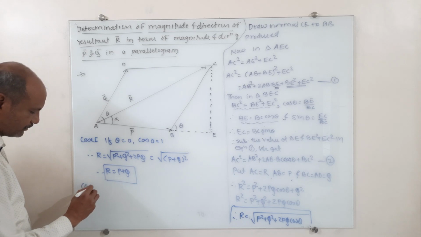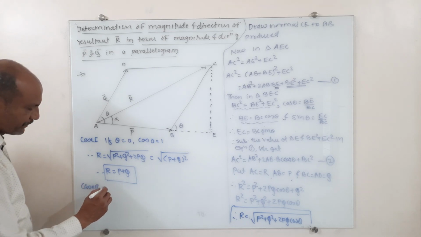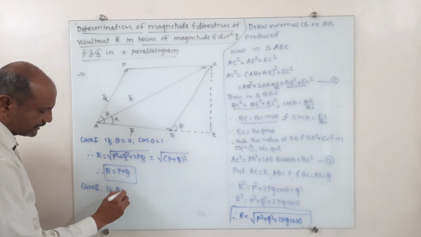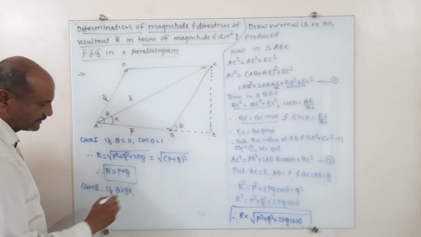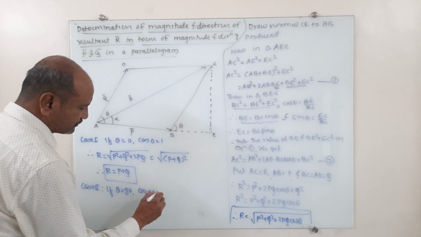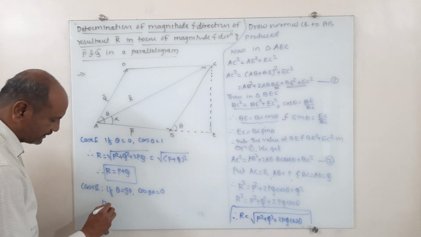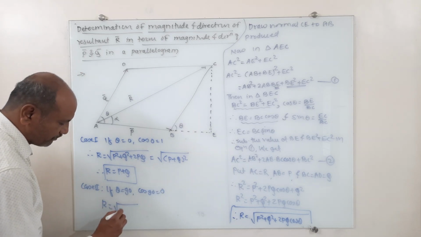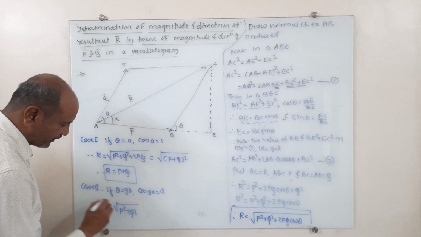Case number 2. If theta is equal to 90, cos 90 is equal to 0, R is equal to under root P square plus Q square.